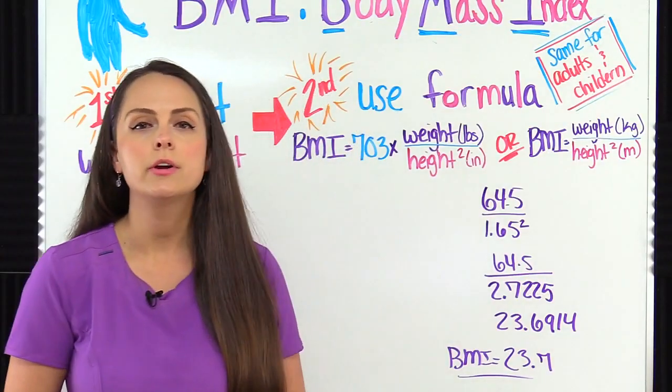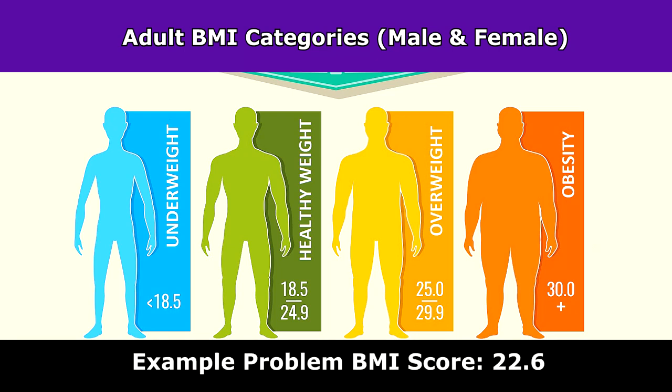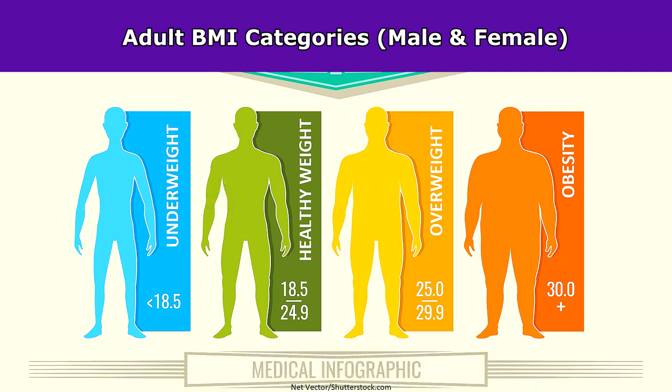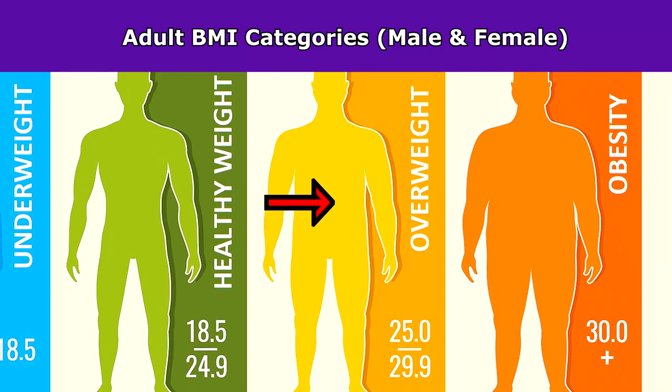Now, how do we interpret these BMI scores that we get? Well, once you have the BMI number, you can see which category the patient fits in per the CDC's guidelines. And these are the same for both adult females and males. Therefore, in our first example that we worked, our patient's BMI was 22.6, which falls into a healthy weight category. Because you can see here, if the BMI is below 18.5, that's considered underweight. If it's 18.5 to 24.9, that's a healthy weight. If it's 25 to 29.9, that's overweight. And anything 30 and above is considered obesity.